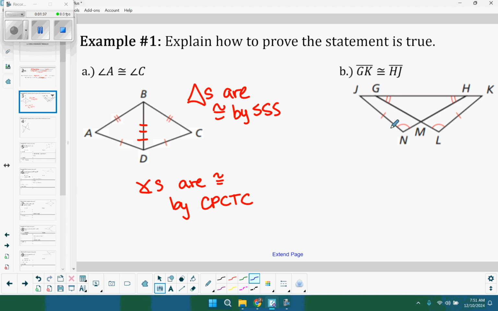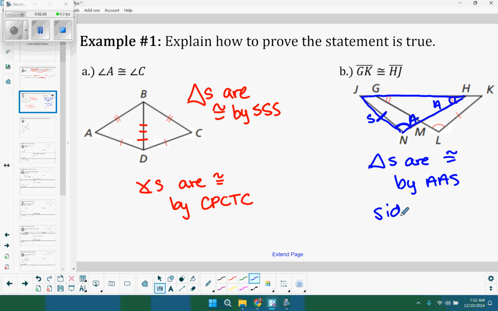For B, I can show, I highlight one of my triangles. I had an angle here, I had a dash here, I had an angle here. So this looks like two A's and an S. The S is outside of them. So my triangles are congruent by AAS. And now I can say that my sides are congruent by CPCTC.